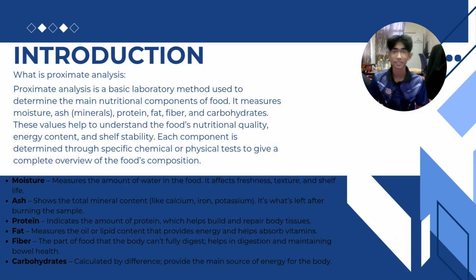So, what is proximate analysis? Proximate analysis is a basic laboratory method used to determine the main nutritional components of food, like protein, fat, carbohydrate, and fiber. It measures moisture, ash, like minerals, protein, fat, fiber, and carbohydrate. These values help to understand the food nutritional quality, energy content, and shelf stability. Each component is determined through specific chemical or physical tests to give a complete overview of the food composition.